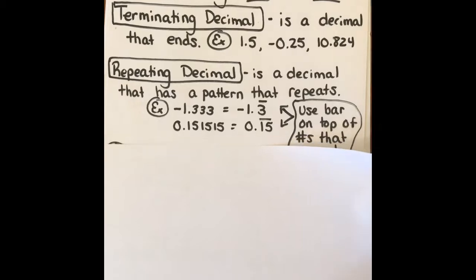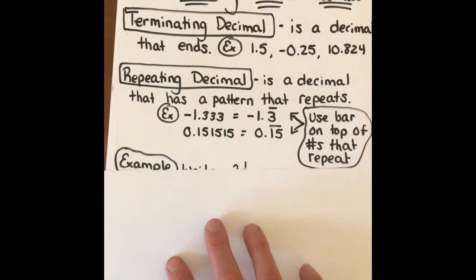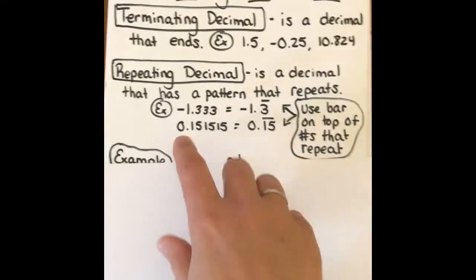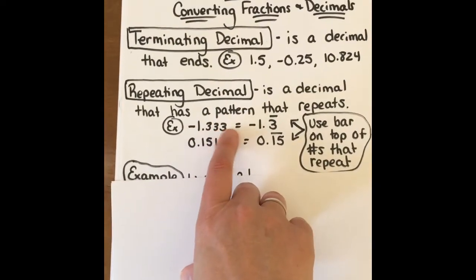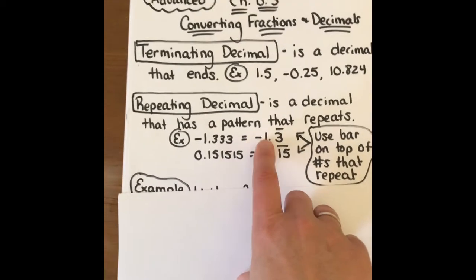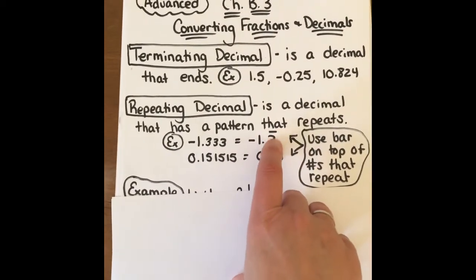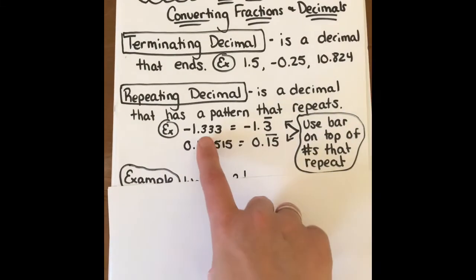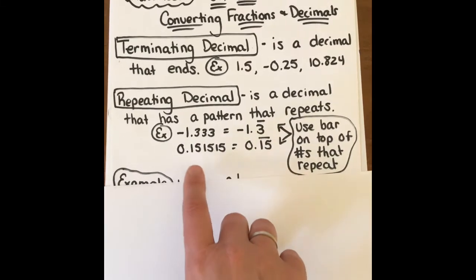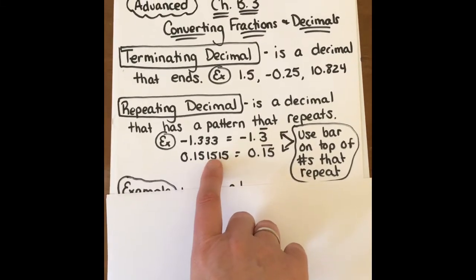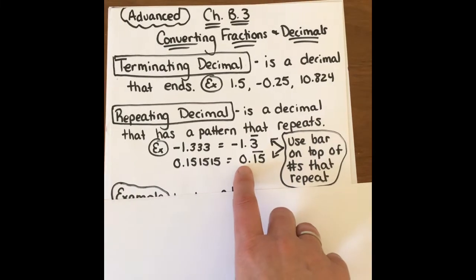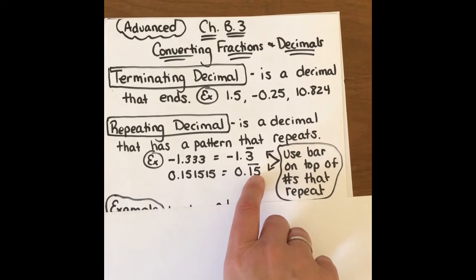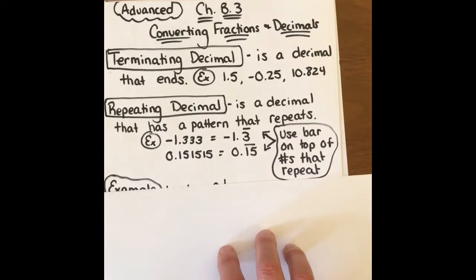A repeating decimal is just how it sounds. It is a decimal that has a pattern that repeats. Examples would be negative 1.3333, and the 3 continues on. You can write it as a negative 1 point, and the only thing that's repeating is the 3, so you put a bar above the 3 to say that it's repeating, so you don't have to continually write those 3's out. Here we have 0.151515. So 0.15 is what the repeating pattern is, so you're going to have the bar above the 15 to show that it is repeating.